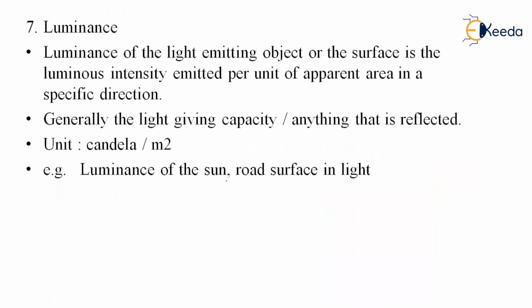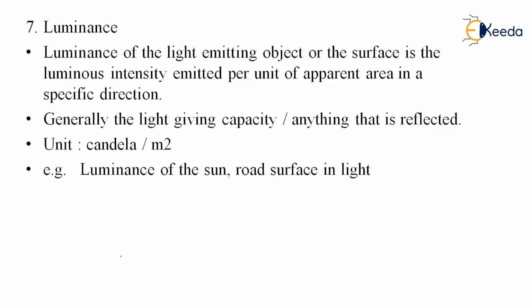Luminance. Now luminance of the light emitting object or the surface is the luminous intensity emitted per unit of apparent area in the specific direction. Generally, the light giving capacity, or anything that is reflected, is luminance. Luminance of the sun or the road surface in the light, how we get to see, is your luminance.